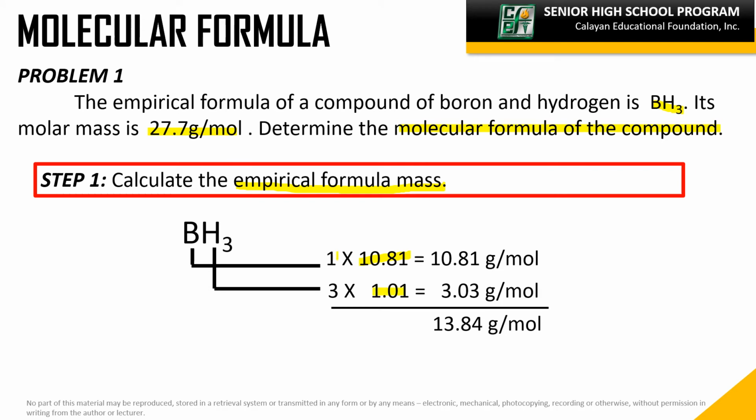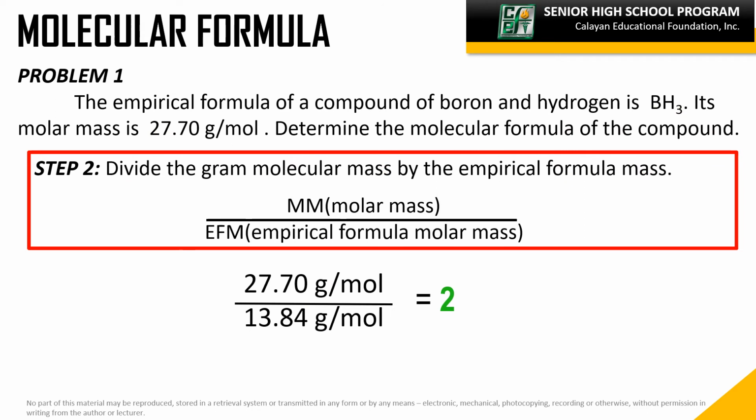Now, where do the 1 and 3 come from? These serve as the number of atoms of each element. Boron has 1, hydrogen has 3. So 1 times 10.81, we have 10.81 grams per mole. 3 times 1.01 equals 3.03 grams per mole. We have to add these and you'll get an answer of 13.84 grams per mole. So this is the empirical formula mass of this compound.